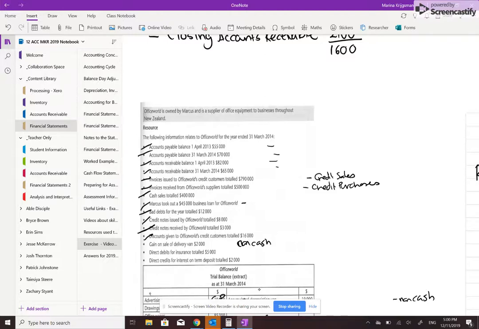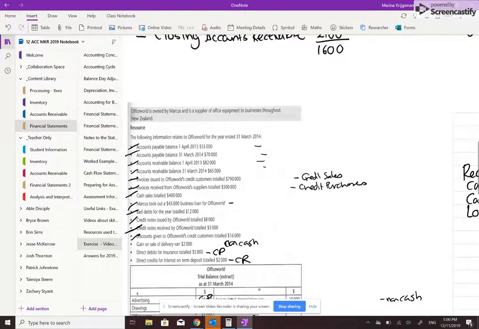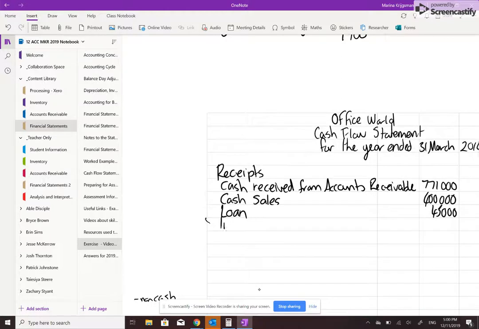We've got gain on a sale of delivery vans, non-cash. Direct debits for insurance totaled 5,000, and we know that that's a cash payment. Direct credits for interest on a term deposit, that's a cash receipt, so that's going to be 2,000. So interest on term deposit is 2,000. So remember, in the exam, the more you get in, the better, because the more lines you get correct, the higher your grade.